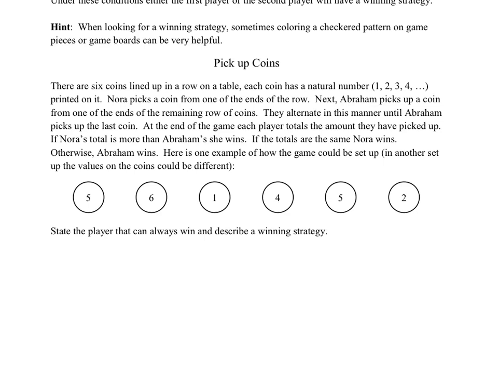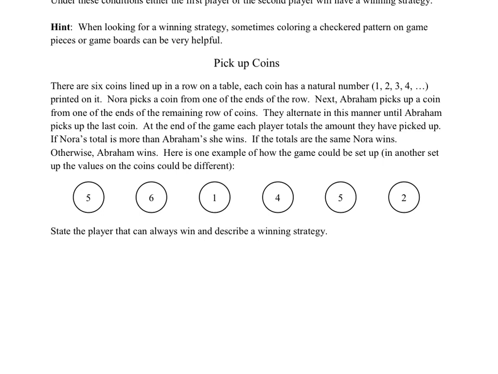So my first hint for this first game is that when looking for a winning strategy, sometimes a coloring or checkering pattern on the game pieces or the game boards can be very helpful. Now, this is not an absolute rule that you must always follow, but it's just a general helpful statement that can come up when you might be looking at 2-player games.